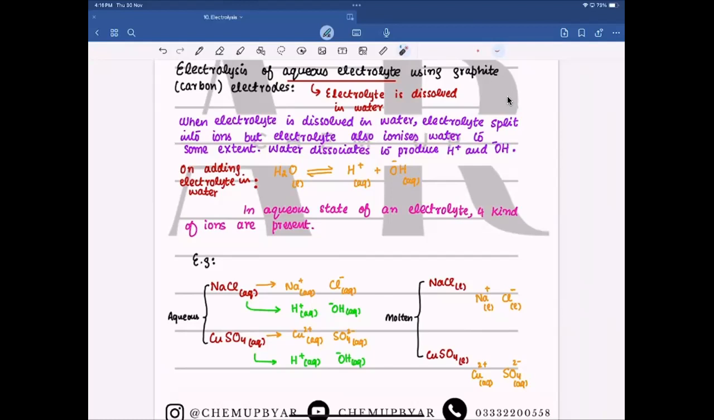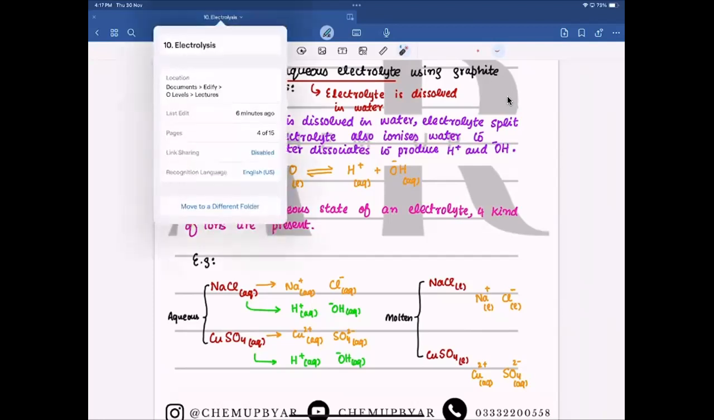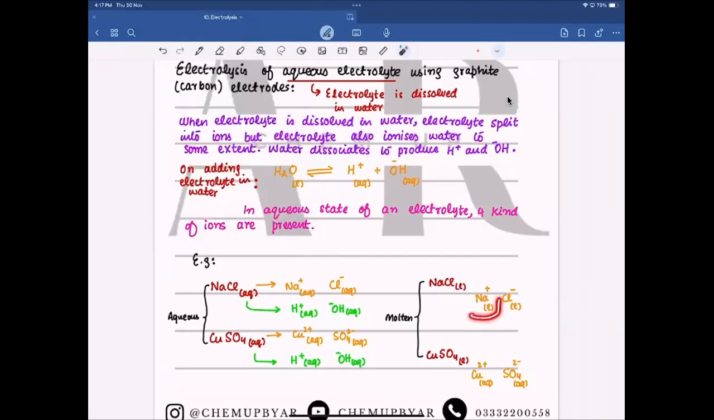Okay. So when we dissolve electrolyte in water, the electrolyte forms ions, but besides the electrolyte, the water also forms ions. If you recall from the previous graph, when there is molten sodium chloride, we have only sodium ion and chloride ion. But when I use aqueous sodium chloride, there are sodium and chloride ions, but besides these ions, there are hydrogen ions and hydroxide ions as well because of water. Is this understandable?